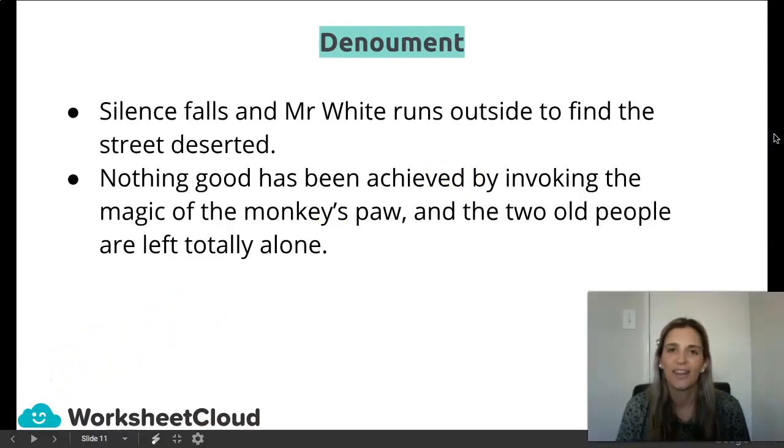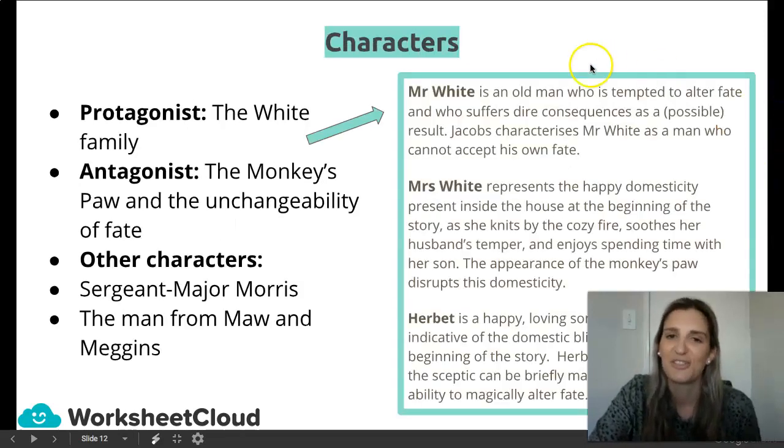Denouement. That is pretty much the conclusion. So silence falls and Mr. White runs outside to find the street deserted. Nothing good has been achieved by invoking the magic of the monkey's paw, and the two old people are left totally alone. So they never received that $200, and they actually lost their son in the process. So it shows that magic is not like in Aladdin, where a genie comes out and grants you these 3 wishes. I love that movie. It's so cute.